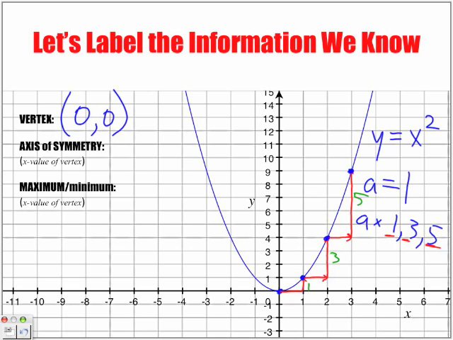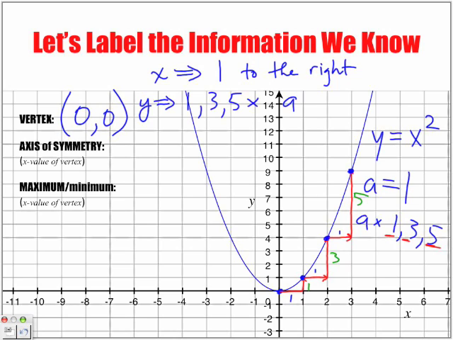Notice how to the right, we're always going 1, 1, 1. So remember that in terms of x, we are always moving 1 to the right. In terms of our y, we're looking at 1, 3, 5 multiplied by whatever our a value is. And that y is going to tell us whether we're going up or down. We're focusing only on going up in this lesson, but we will be looking at when it goes down in the next lesson.